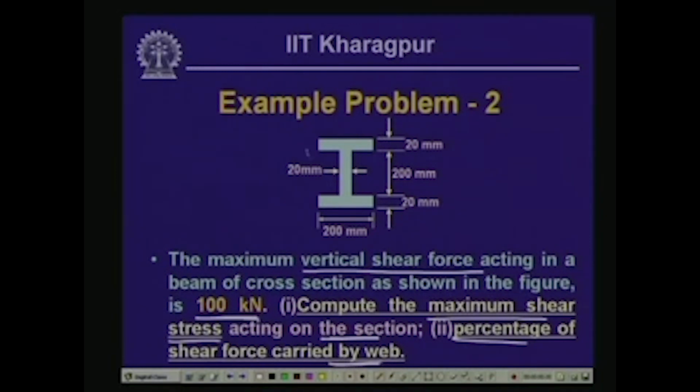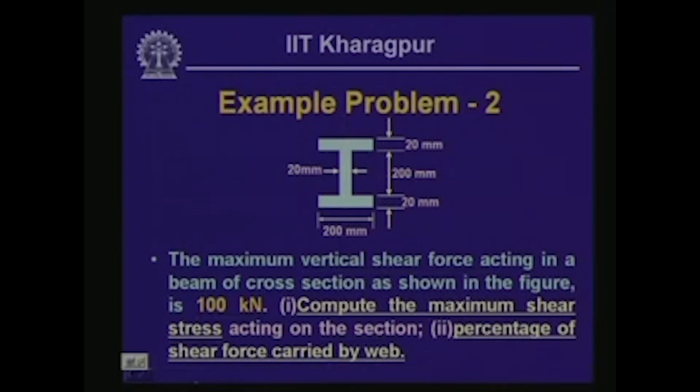Now, the cross section of this is an I section, and this is a symmetrical one. So, the position of the neutral axis will divide the section into two equal halves. So, this is the position of the neutral axis. The maximum value of the shear stress, as we have seen, will be acting at the neutral axis location. So, we have to compute the value of the maximum shearing stress first.